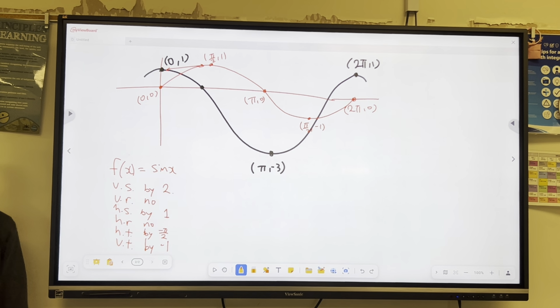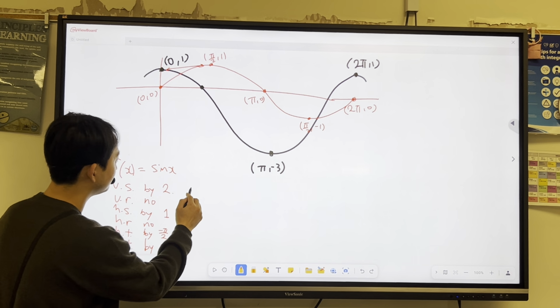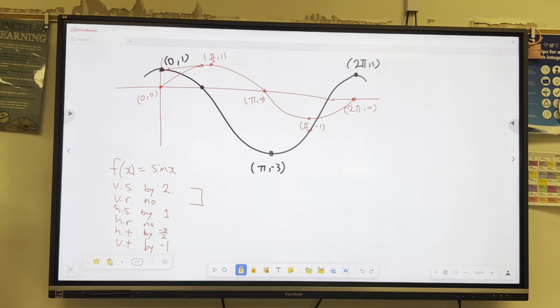Anyways, so I know exactly what has happened in this transformation. So I just need to write down the meaning of each letter. Vertical stretch by 2 and no vertical reflection. What does that mean about my A value? 3, 2, 1.